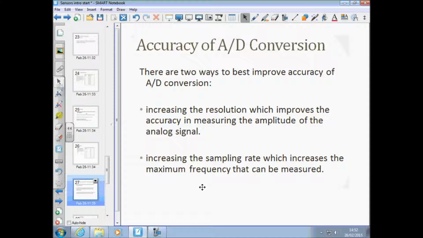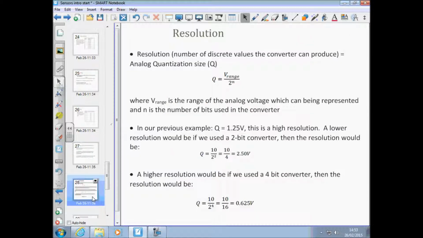Accuracy of A to D conversion. There are 2 ways to best improve accuracy of A to D conversion. One is increasing the resolution, which improves the accuracy in measuring the amplitude of the analog signal, and the other is to increase the sampling rate at which we measure the voltage.